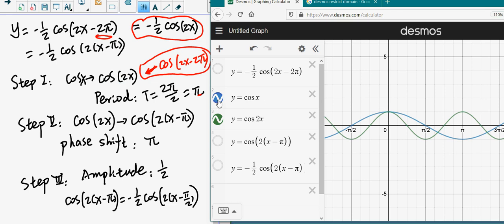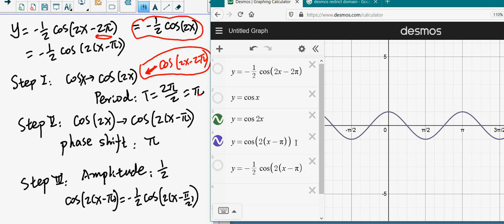Now we got cosine 2x. We get rid of cosine x. That's step 1. Step 2, you do the shifting. Shifted pi. Now look. Then we got this picture. When you graph this picture, you will find they're the same. They're the same.